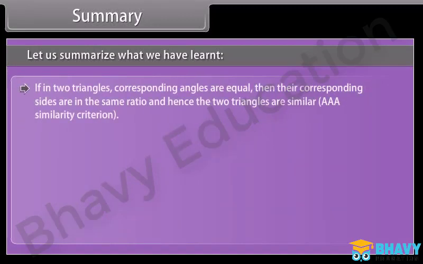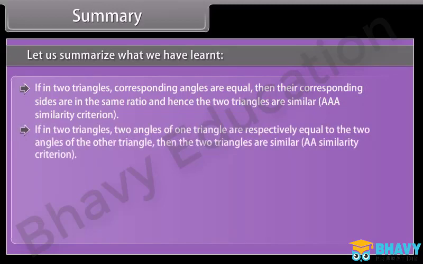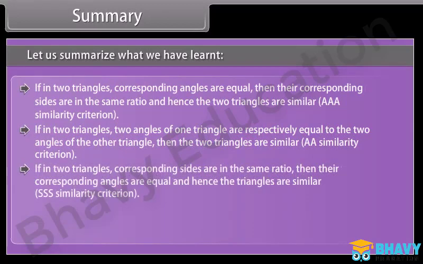If in two triangles, corresponding angles are equal, then their corresponding sides are in the same ratio, and hence the two triangles are similar by AAA Similarity Criterion. If in two triangles, two angles of one triangle are respectively equal to the two angles of the other triangle, then the two triangles are similar, or AA Similarity Criterion. If in two triangles, corresponding sides are in the same ratio, then their corresponding angles are equal, and hence the triangles are similar, SSS Similarity Criterion.